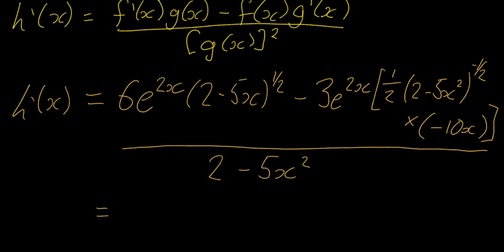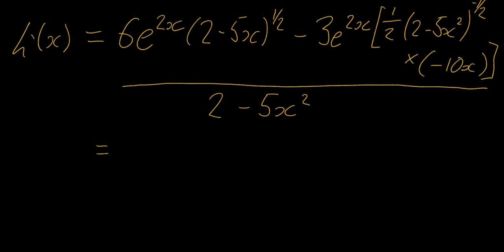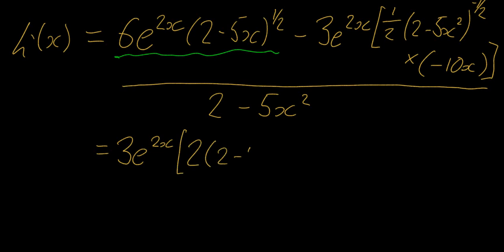Okay, and now we can do a bit of simplification. So I'll just scroll up a little bit just so we can see the index in the top right here. Now what we're going to do first is take out a common factor of 3e to the 2x from both terms. It's quite clear. So let's just start with that. Now, if you take a factor of 3e to the 2x out of the first term over here, so when I say the first term, I'm looking at all of this, then this means that I'm going to be left with 2 at the front here. So 2 multiplied by 2 minus 5x squared to the power of half.